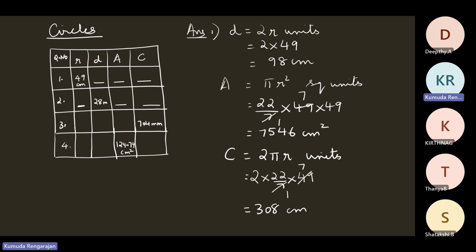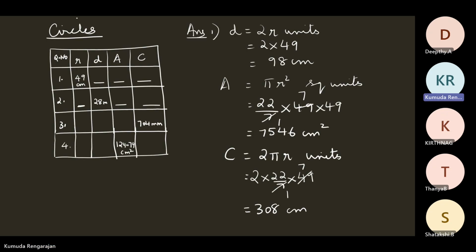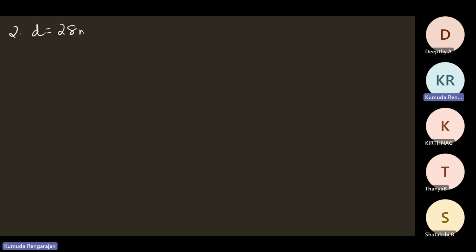Done writing this one, children? Yes, ma'am. Okay, next one. In the next one, the diameter is given to be 28 meters. Diameter is equal to 28 meters. So radius is half of the diameter. So radius is diameter by 2, that will be 28 by 2, which is 14 meters.